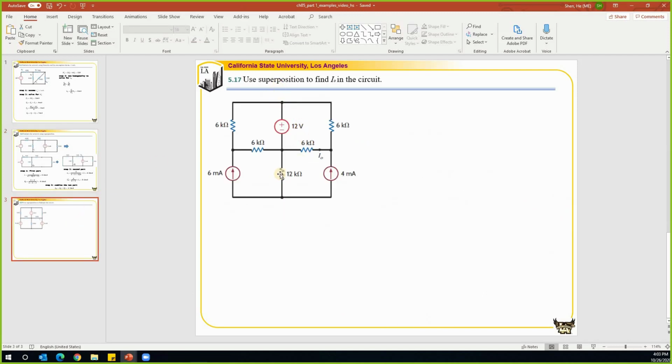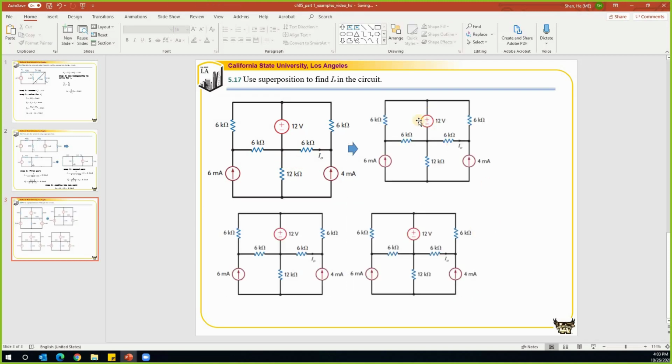All right, let's look at the next problem. It's a little bit more complex, but it's the same thing. We're going to use superposition to find a current IO. But the problem just looks more complex compared to the previous one. In this problem, we have 3 power sources. It means that we're going to decompose this problem into 3 smaller problems.